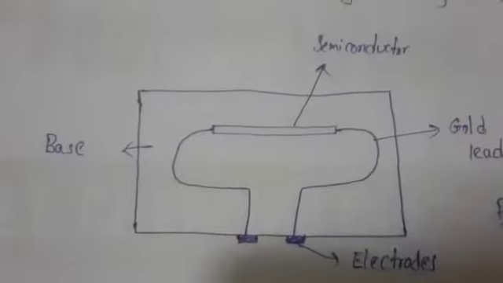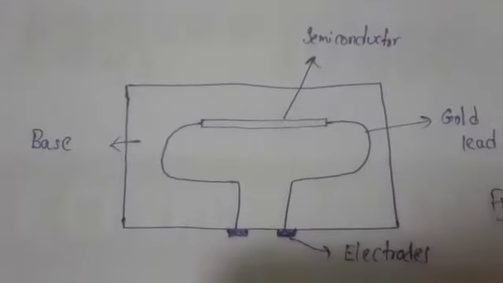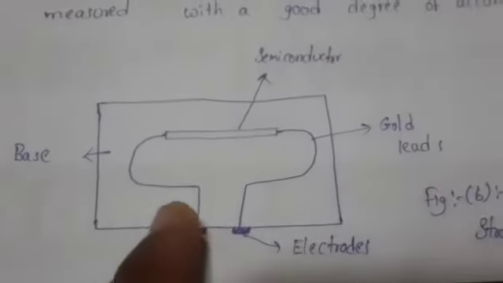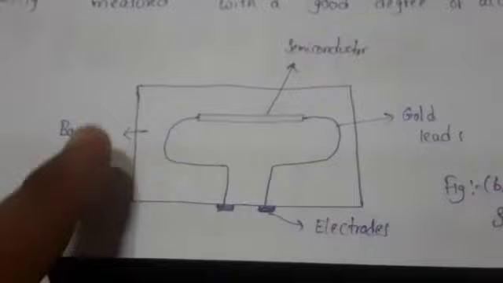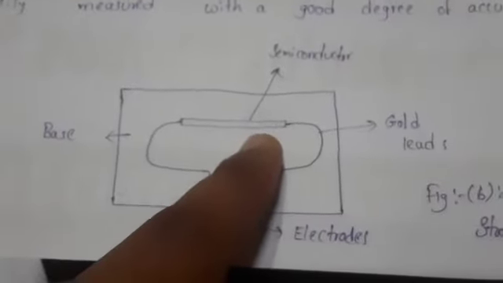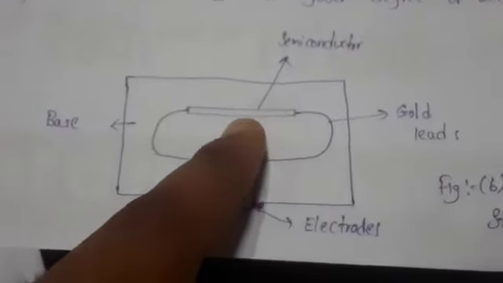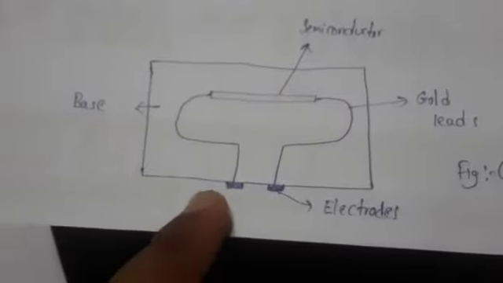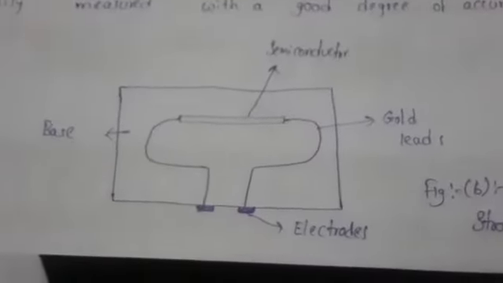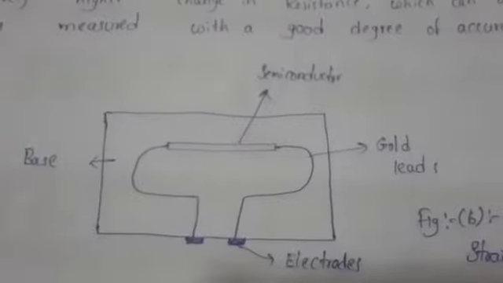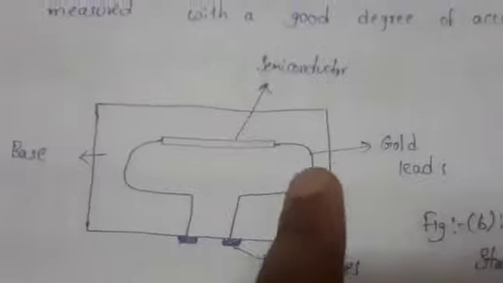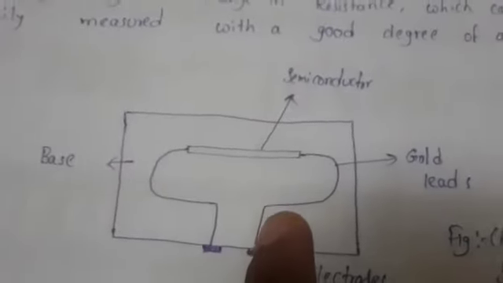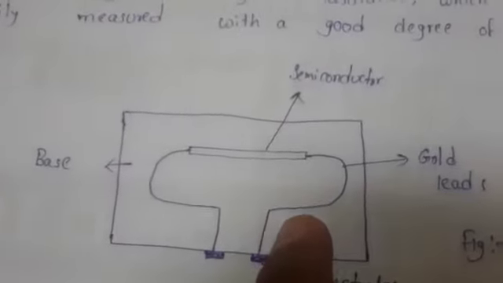This is the figure for a semiconductor strain gauge. Here these are the gold leads, and this one is the base. This one is the semiconductor, which can be either silicon or germanium, and these two are the electrodes. The gold leads are used for making contacts.